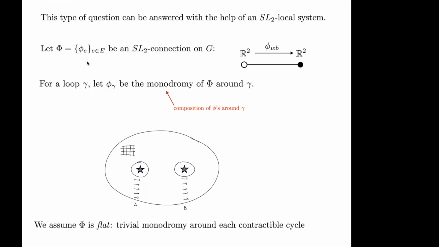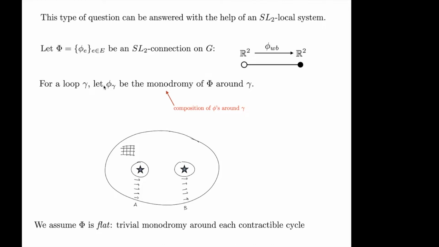So what do I mean by SL2 local systems? It just means that for every vertex in the graph, I'm going to put a 2-dimensional vector space, R2, and for every edge, I'm going to have a linear map of determinant 1, an SL2 map between the two. Let's call that phi WB, from white to black. You can think of the edges as oriented from white to black, and then I just associate a matrix to every edge.